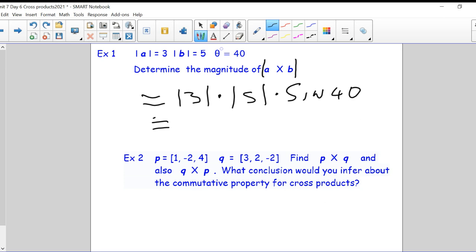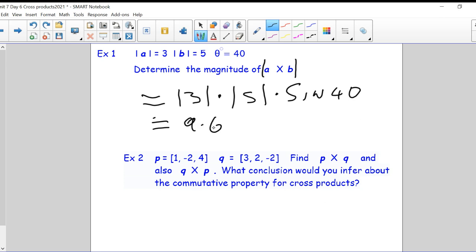What's the magnitude of the cross product of A and B, if the length of A is 3, the length of B is 5, and the angle between them is 40 degrees? So what would the magnitude of that resulting cross product be? What do you say to that? So you have your calculator handy there. 9.6. Okay, I'm going to take that as being correct.